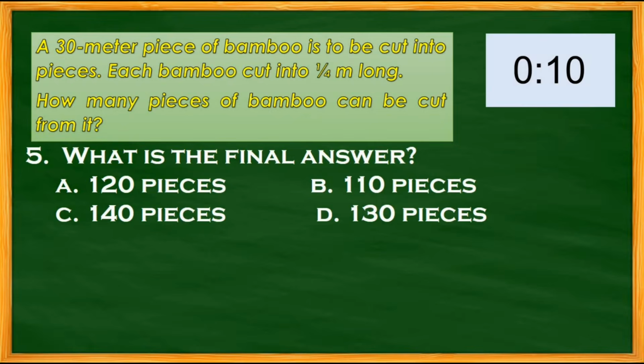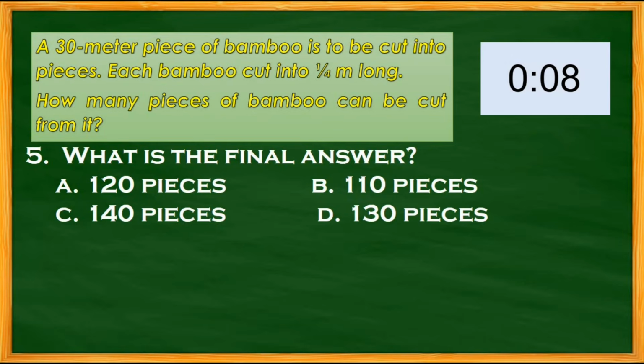For our last number, what is the final answer? Is it letter A, 120 pieces? Letter B, 110 pieces? Letter C, 140 pieces? And letter D, 130 pieces? You have 10 seconds. Timer starts now. If your answer is letter A, you got the correct answer, grade 5 pupils.